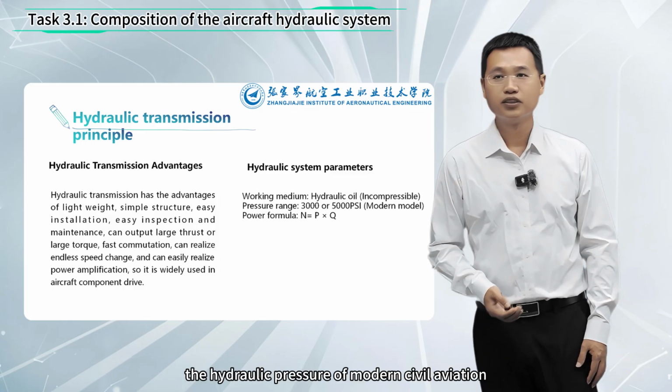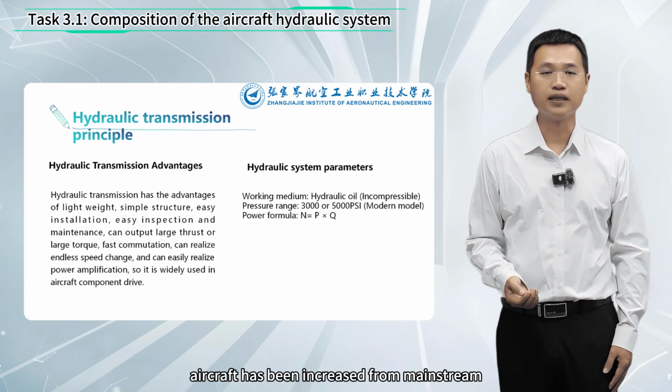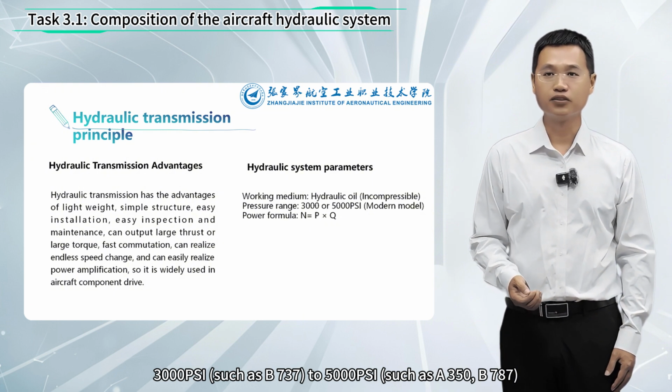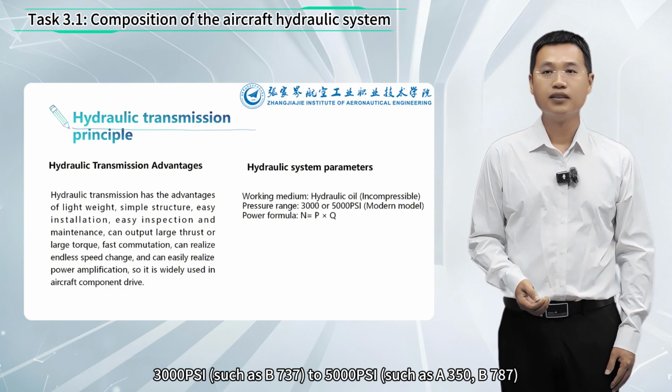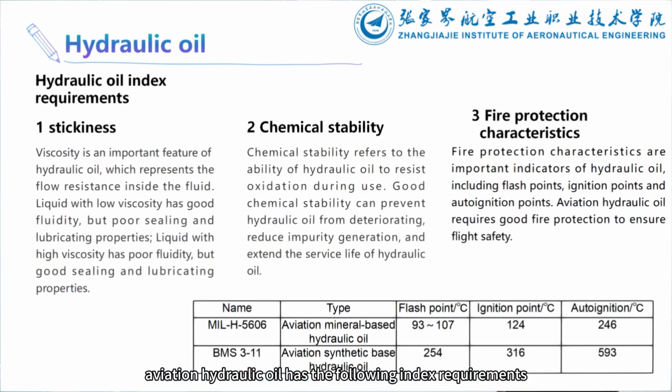The hydraulic pressure of modern civil aviation aircraft has been increased from mainstream 3000 psi, such as B737, to 5000 psi, such as A350, B787. Aviation hydraulic oil has the following index requirements.